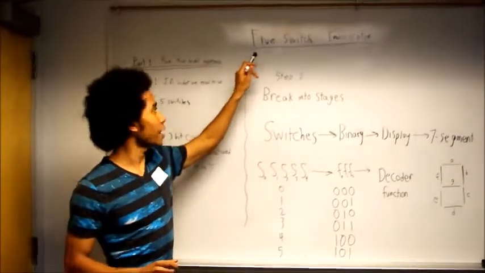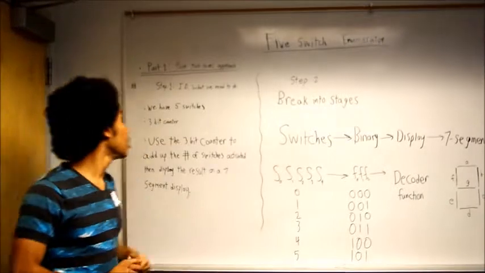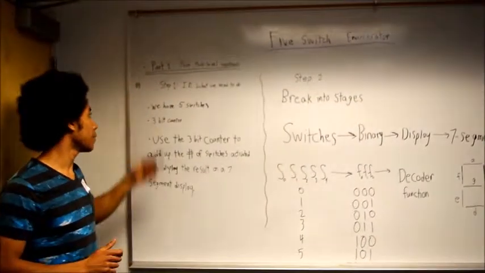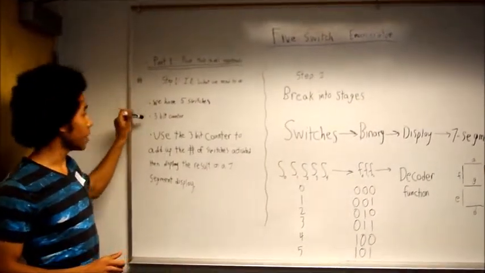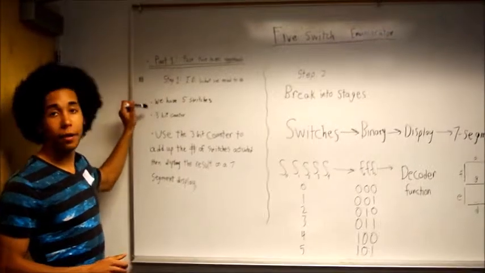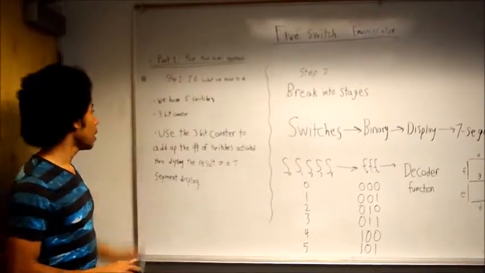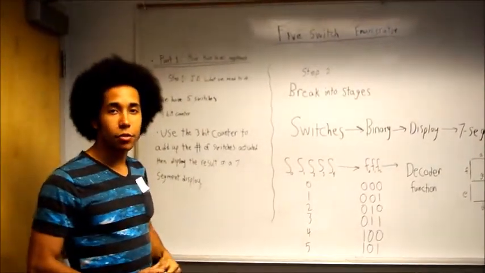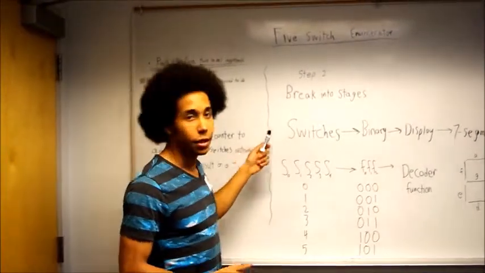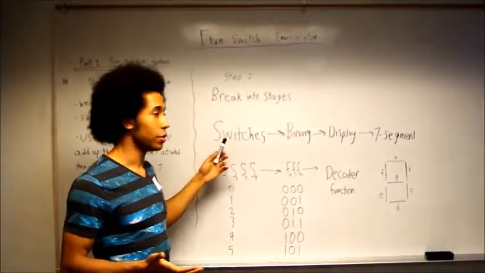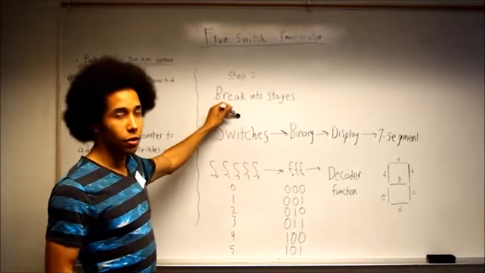So we are going to look at a 5-switch enumerator. What that means is that we are going to have 5 switches and we need to use a 3-bit counter in order to add up the number of switches that are on. One of the ways to do this problem is to break it up into stages of how you want to accomplish it. So there's the 5 switches.